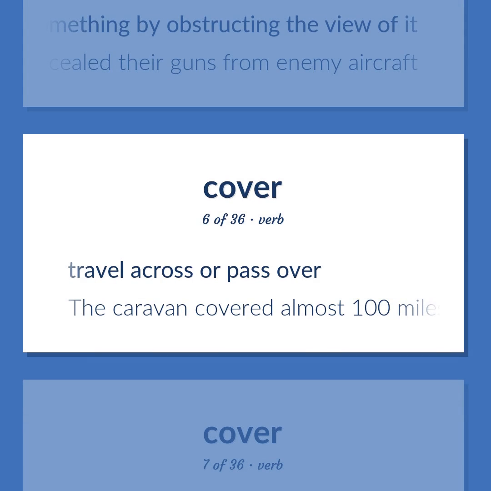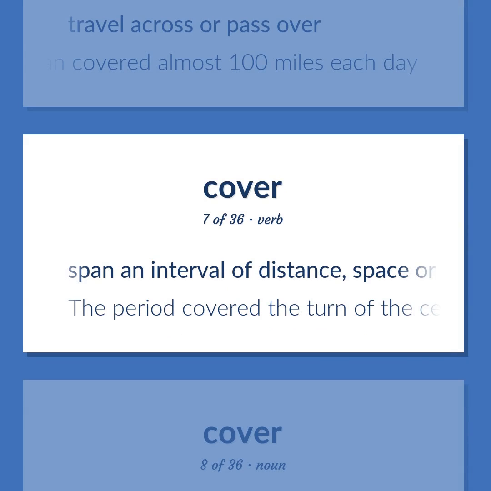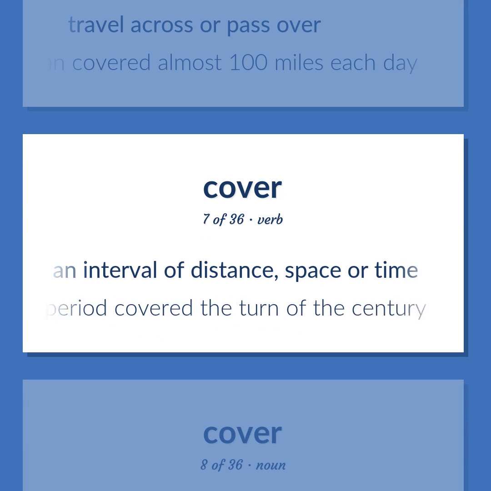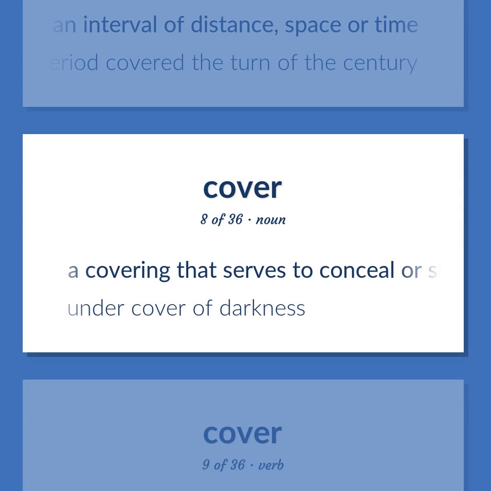Travel across or pass over. The caravan covered almost 100 miles each day. Span an interval of distance, space or time. The period covered the turn of the century. A covering that serves to conceal or shelter something. Under cover of darkness.